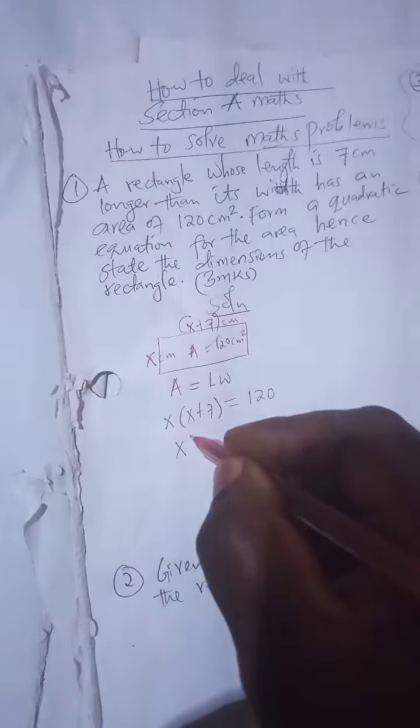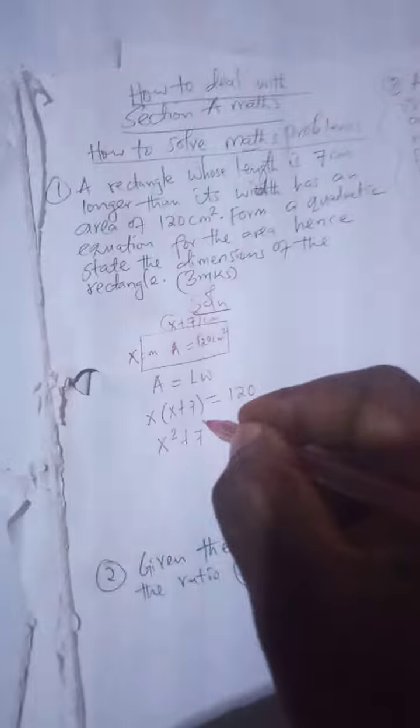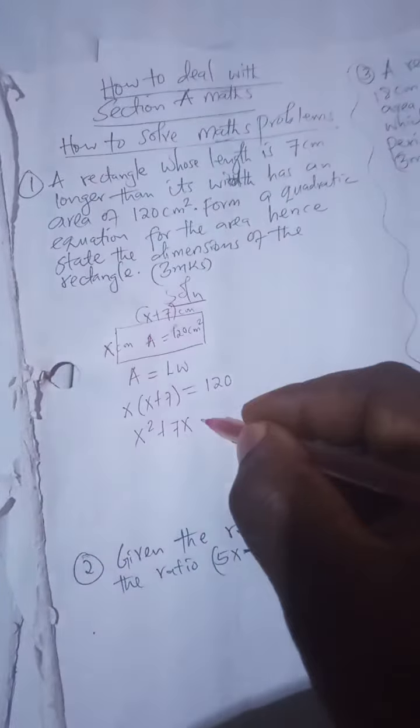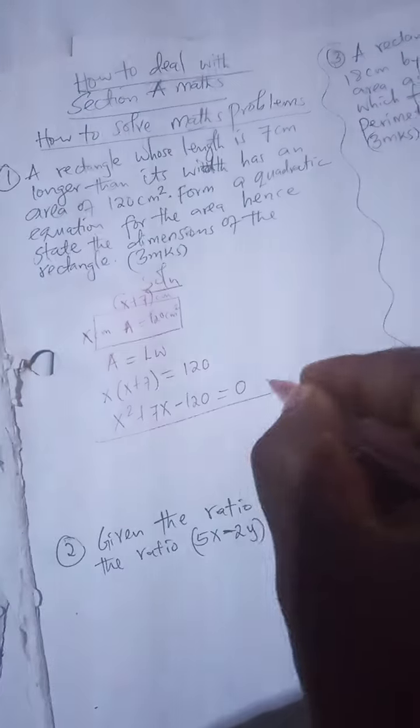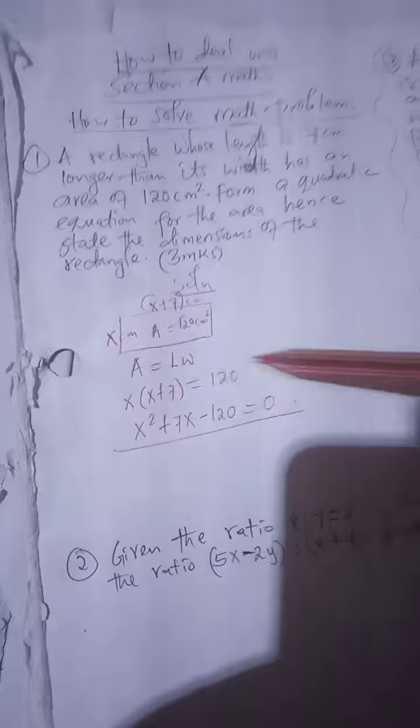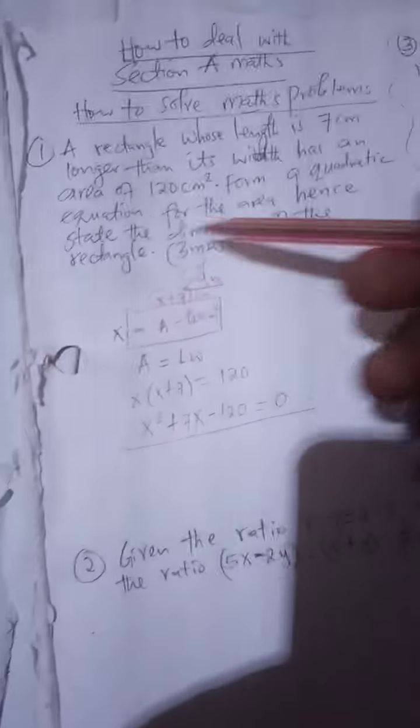So if you multiply this times this, you get x squared plus 7x. If you multiply, you remove the bracket, and then you take this to the other side, minus 120, which is equal to 0. That is the quadratic equation that we are talking about. That is how you form the quadratic equation for the area, hence state the dimensions.